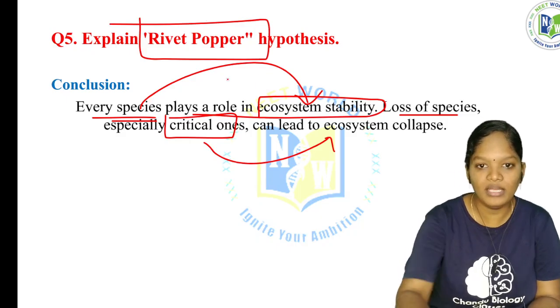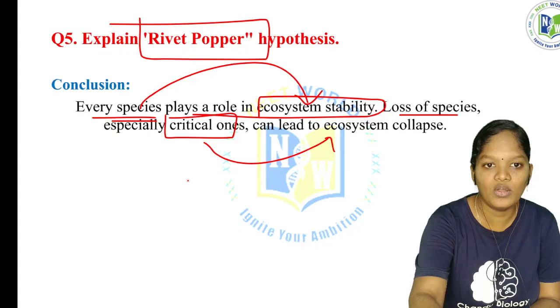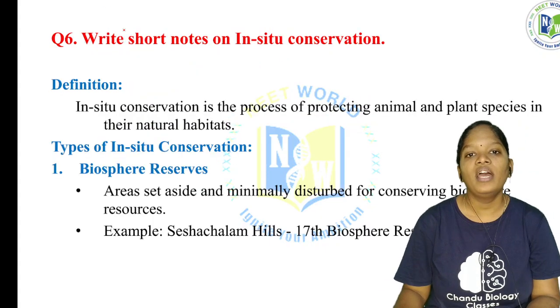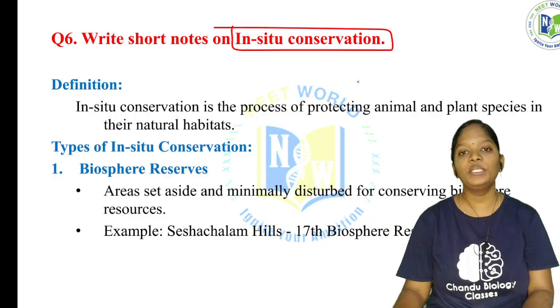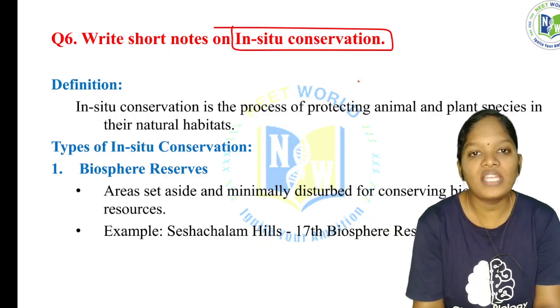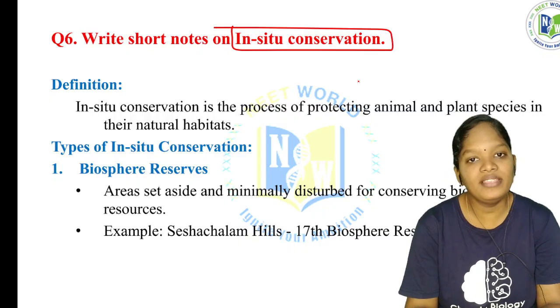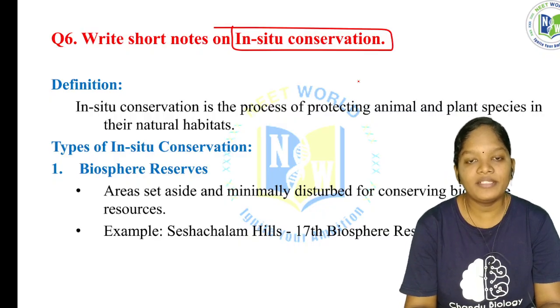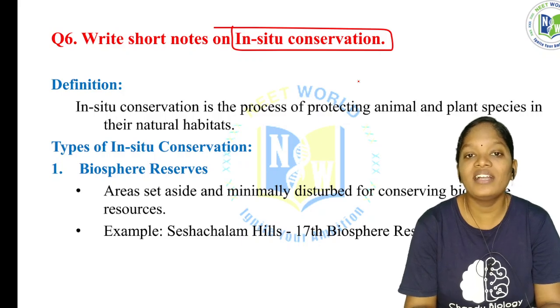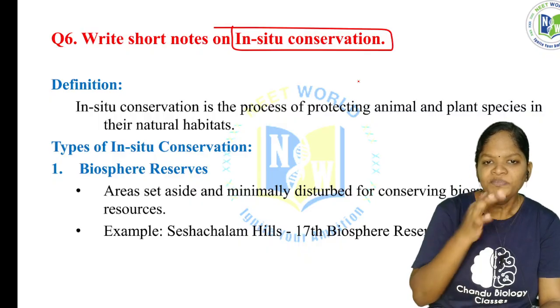This is an important concept, right? Now another important question: write short notes on in situ conservation. We have studied what things are damaging the ecosystem. We have studied the evil quartet. Now, how can we conserve the ecosystem?